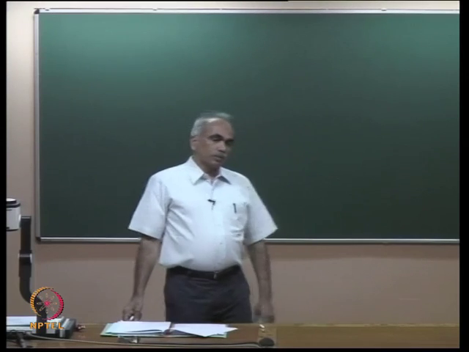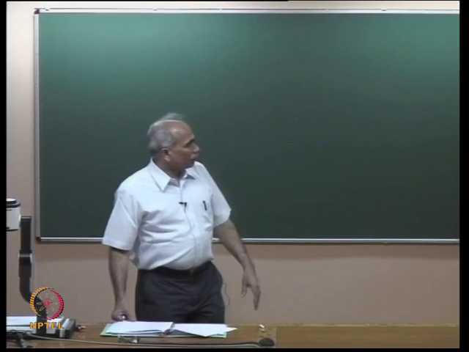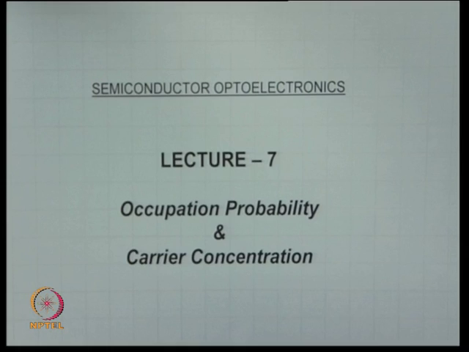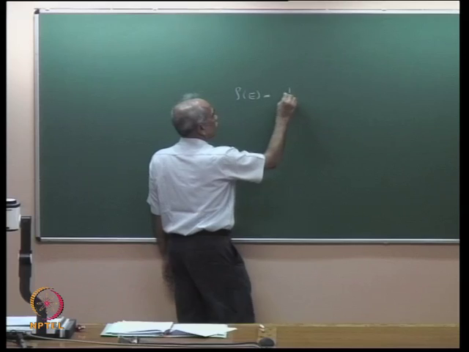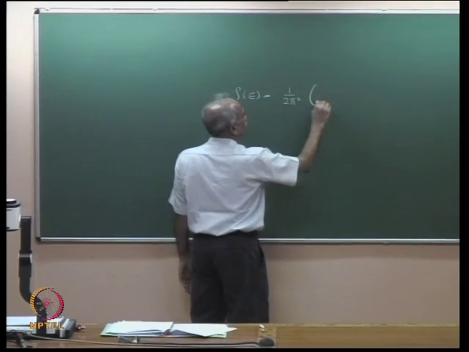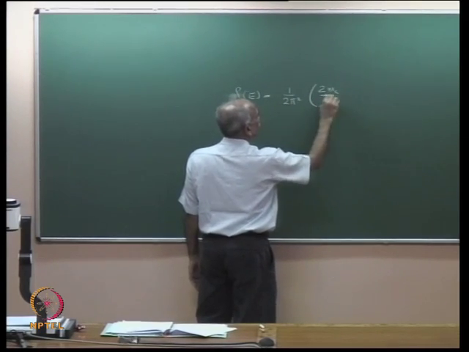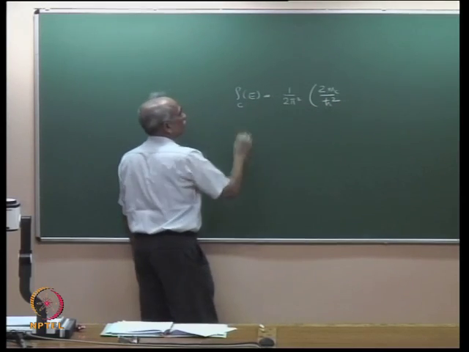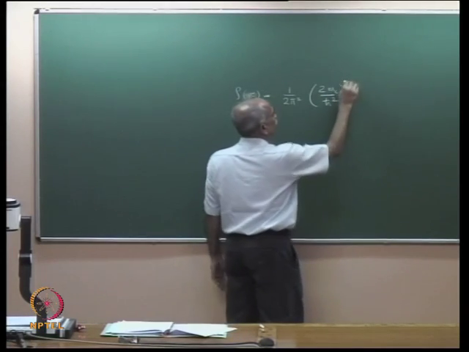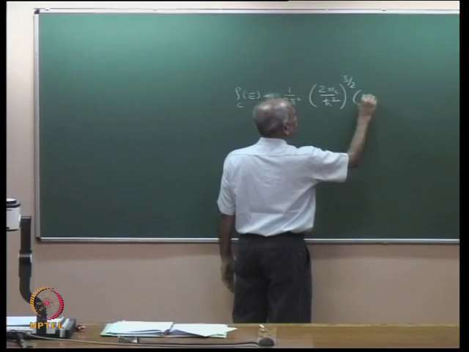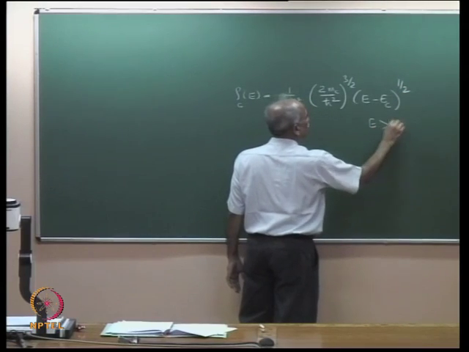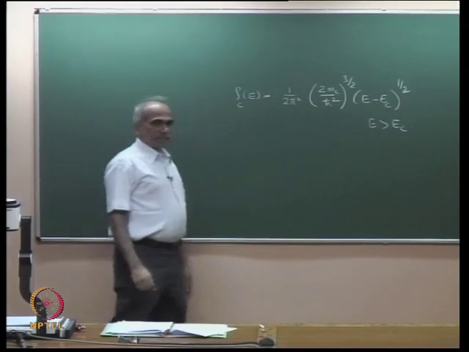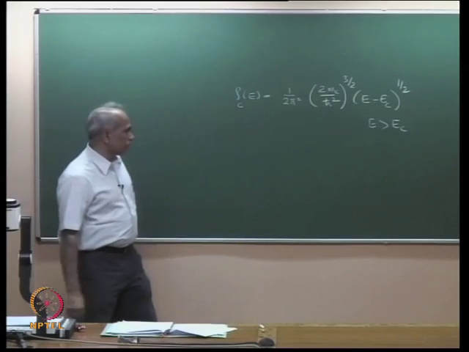Continuing with the course, today we will discuss occupational probability and carrier concentration. In the last class, we discussed the density of states, rho of E, which was given by an expression 1 over 2 pi squared into 2 m_c by h cross squared, for the conduction band, to the power 3 by 2, into E minus EC to the power half, for E greater than EC.